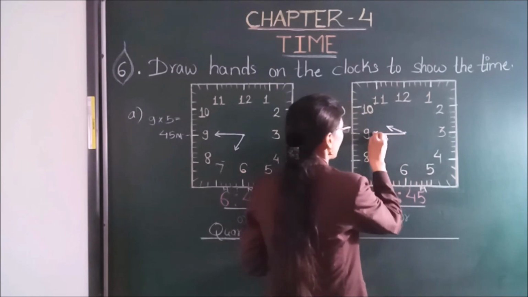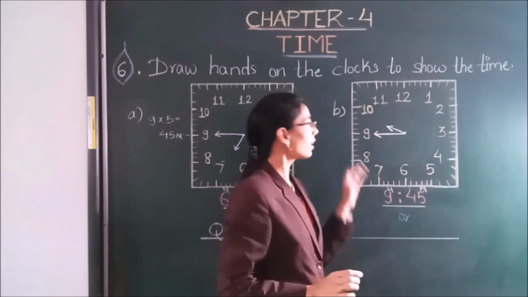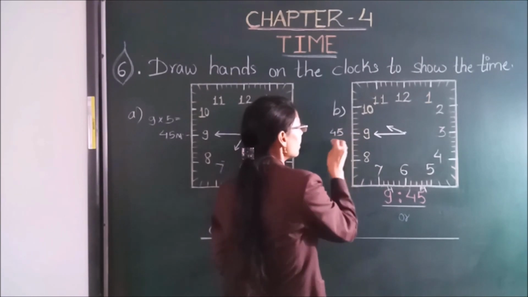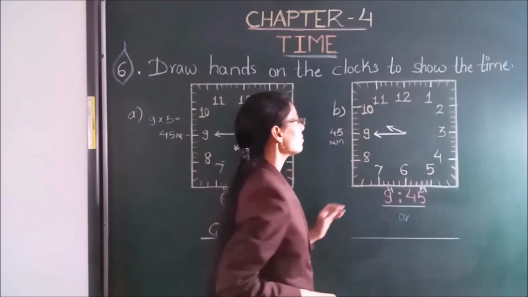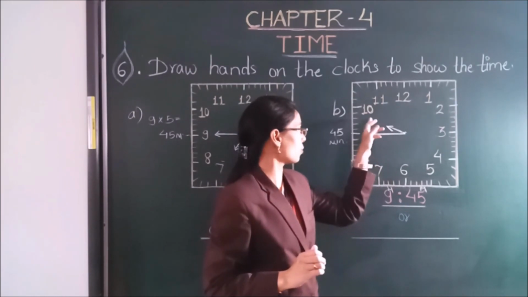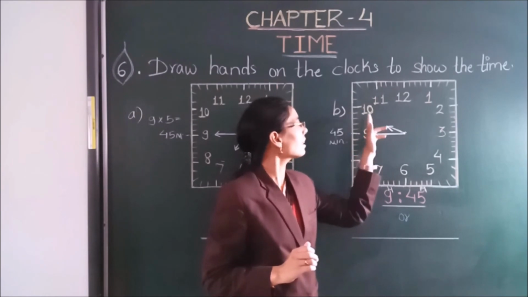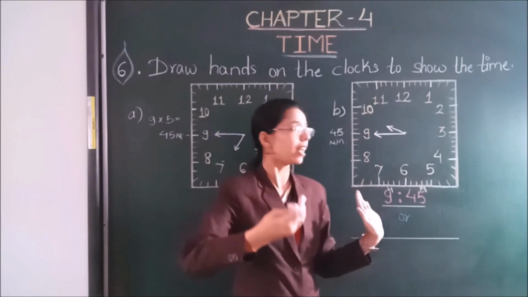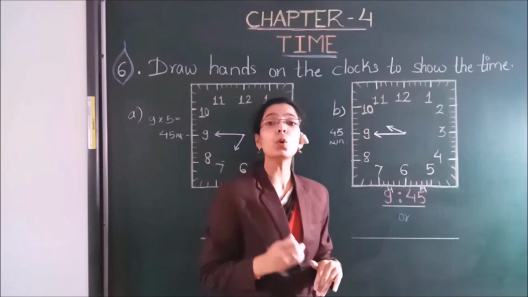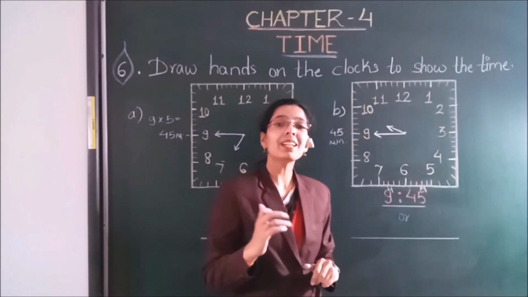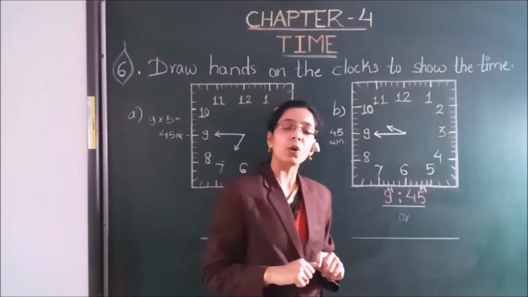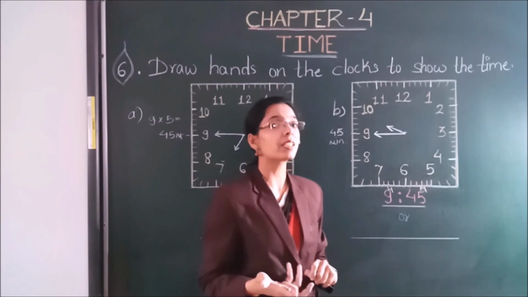Okay, 9 5s are 45. Here is 45 minutes. You have already learned. Okay, so our hour hand has crossed 9. That is why we have to draw between 9 and 10 because it has crossed 9. And this minute hand is pointing to 9 because when the minute hand is at 9, it shows 45 minutes. Okay, and it is called quarter to.